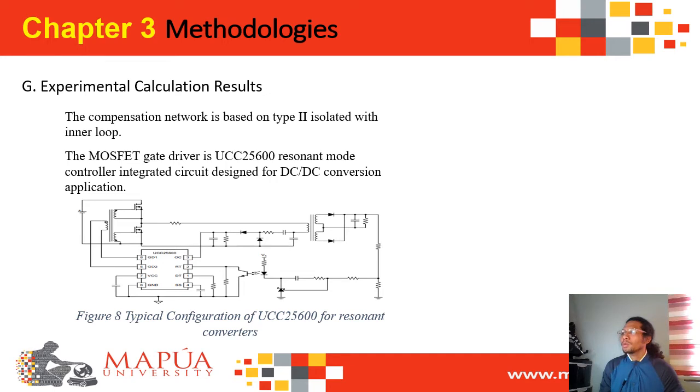The compensation network we use is based on a type 2 isolated compensation network with inner loop, and the experimental values are the same as the PWM and LLC counterpart. The MOSFET gate driver or controller we use is the UCC25600 of Texas Instruments, a resonant mode controller integrated circuit designed for DC to DC conversion applications. It implements high performance frequency modulation control. You can see in figure 8 the typical configuration of the UCC25600 for resonant converters.